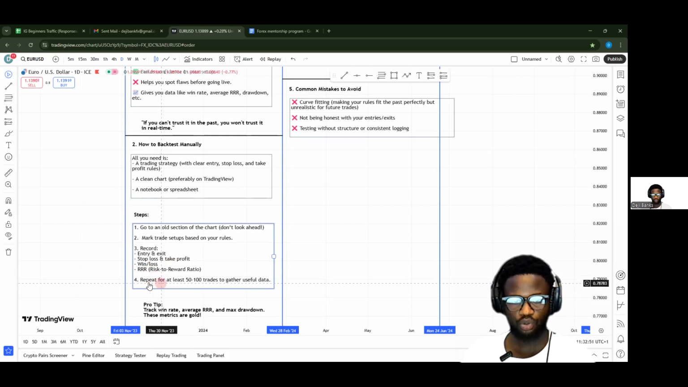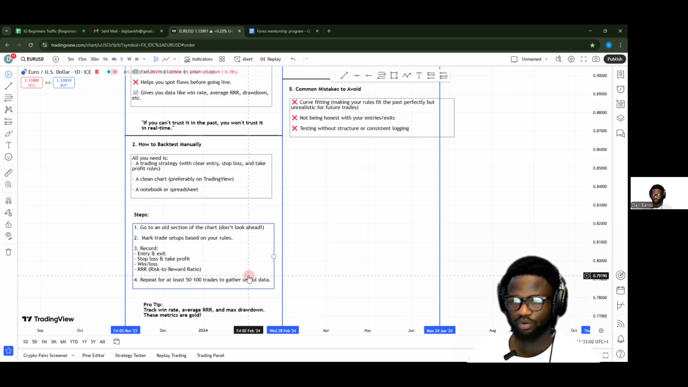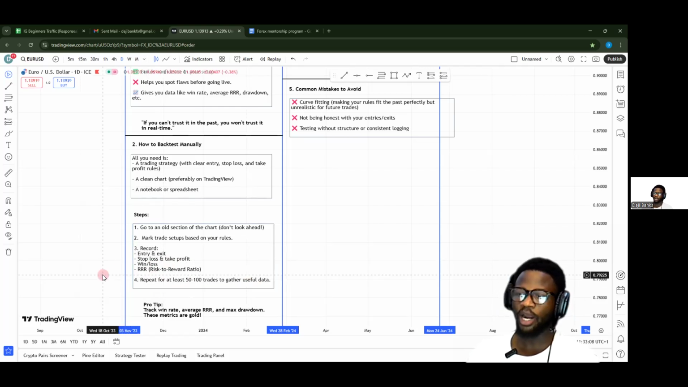So lastly, you repeat for at least 50 to 100 trades to gather useful data. You don't have to sit down to do that all at once. It could be 20 at a go, it could be 10 at a go. And once you have that, it's something that would help you to refine your strategy before you go live.